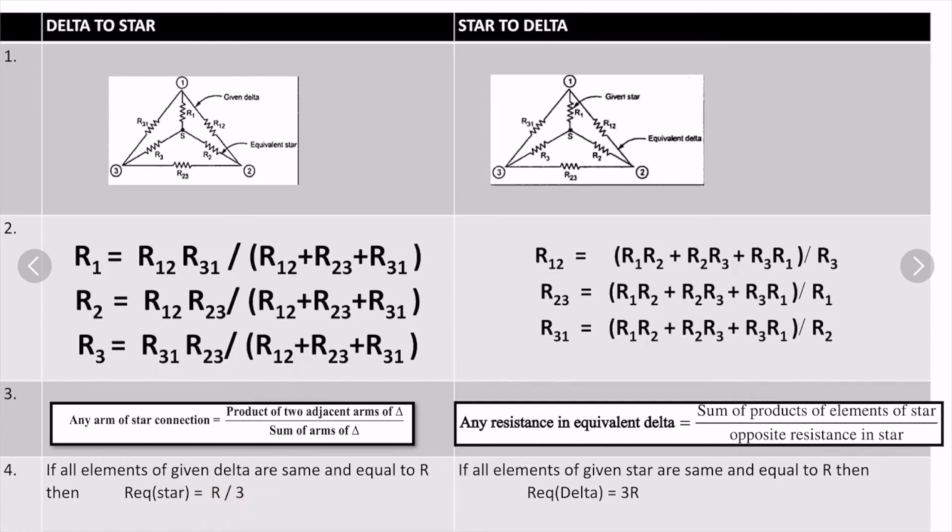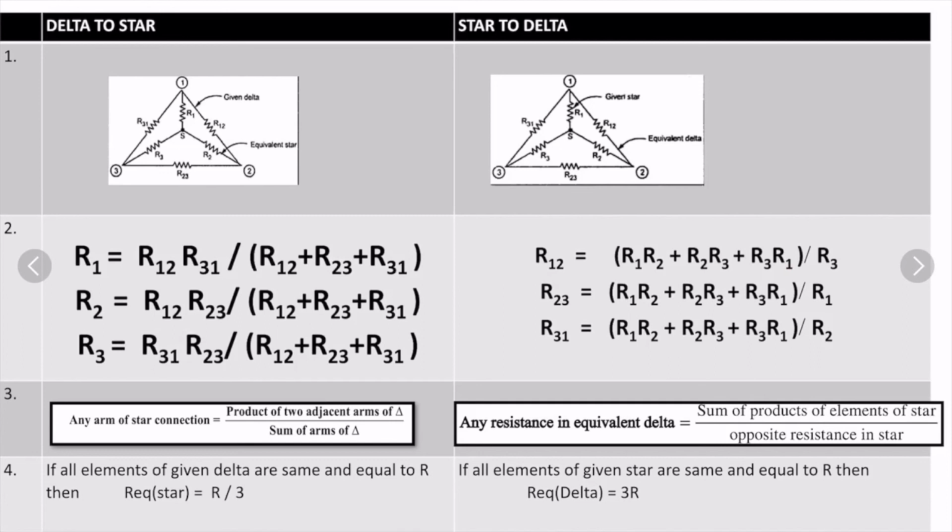Similarly, if we talk about star to delta, the conversion formulas are as follows. R12 is going to be equal to a term that is the same in all formulas, that is nothing but the sum of the product of all elements, R1 R2 plus R2 R3 plus R3 R1, divided by the opposite resistance.